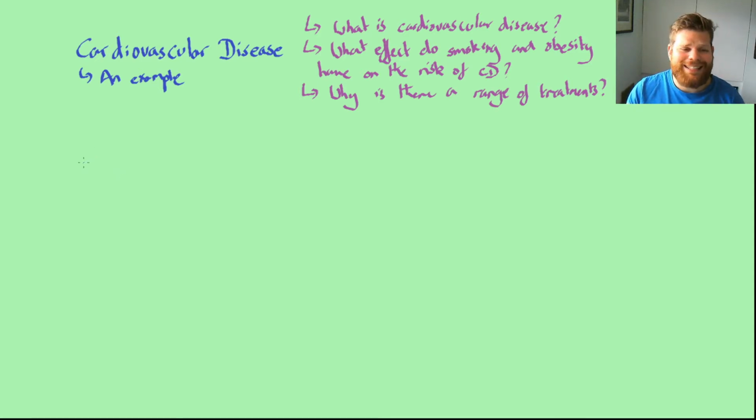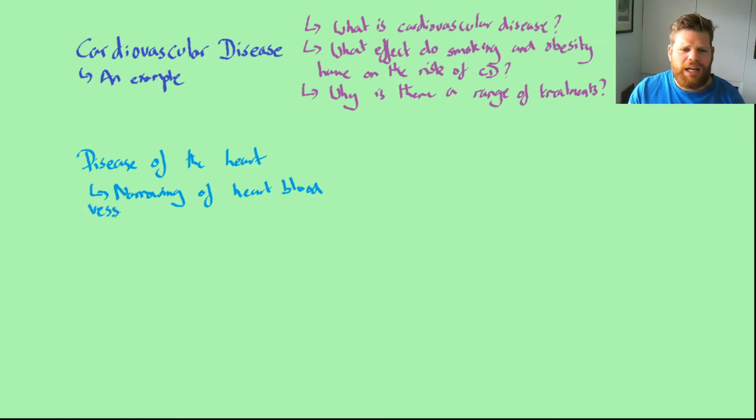So cardiovascular disease, a disease of the heart. Now, essentially cardiovascular disease has to do with the narrowing of blood vessels. But these are the vessels around the heart. Now, if you've got narrowing of these vessels that provide the blood to your heart, it gives you an increased chance of things like heart attack and also strokes.